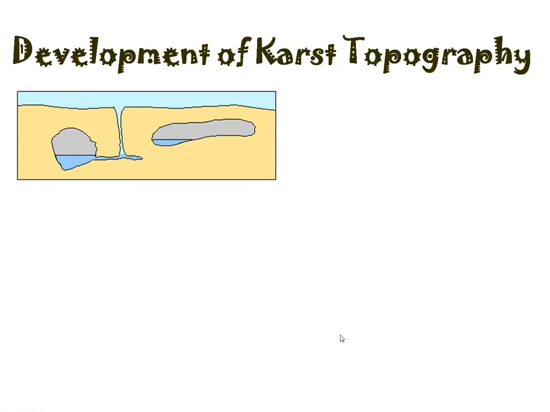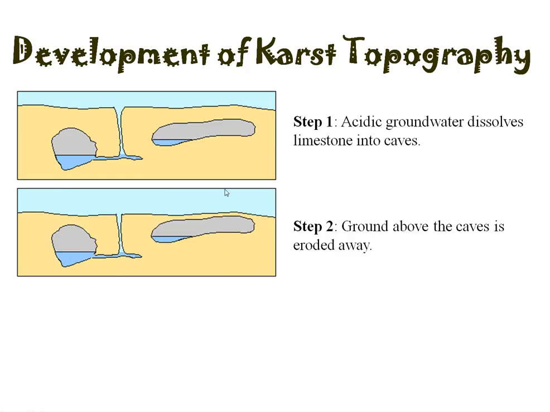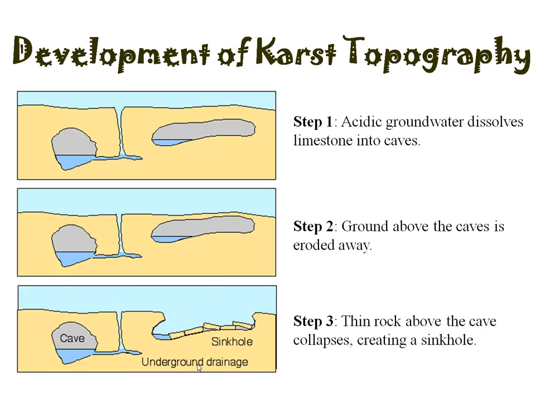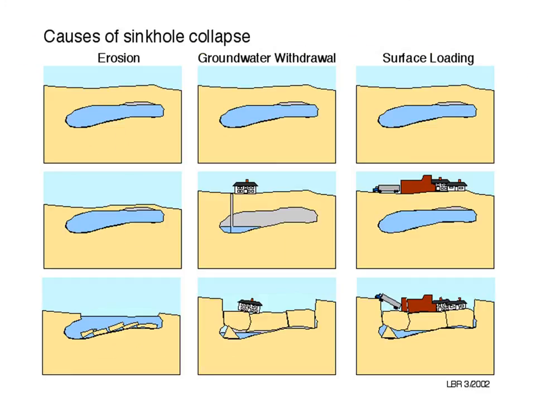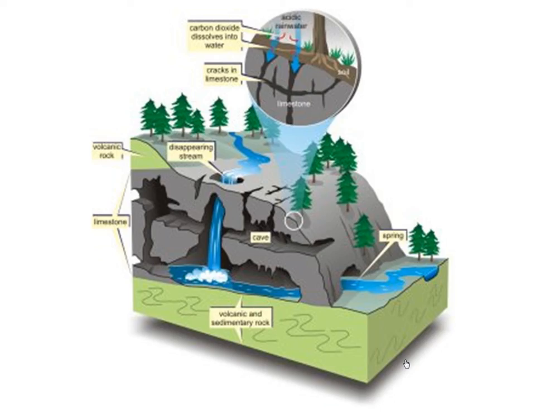The development: here you've got acidic groundwater dissolving limestone into caves. The ground above the caves is eroded away, and eventually, in some places, it may collapse. Cause could be too severe erosion, could be sucking out the groundwater. That dries out the soil, which makes it shrink and collapse. Or if you just build too much on the surface, it can cause collapse.